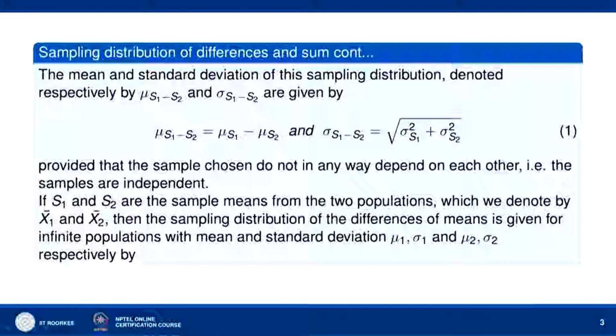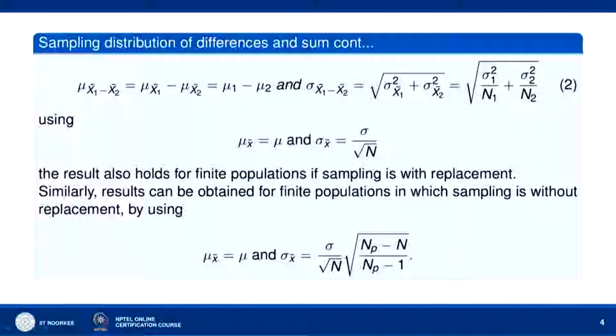If S1 and S2 are the sample means from the two populations, which we denote by x1 bar and x2 bar, then the sampling distribution of the differences of means is given, for infinite populations with mean and standard deviation mu 1, sigma 1 and mu 2, sigma 2 respectively, by mu x1 bar minus x2 bar equal to mu x1 bar minus mu x2 bar, which is equal to mu 1 minus mu 2, and sigma x1 bar minus x2 bar equal to square root of sigma x1 bar square plus sigma x2 bar square, equal to square root of sigma 1 square by n1 plus sigma 2 square by n2.